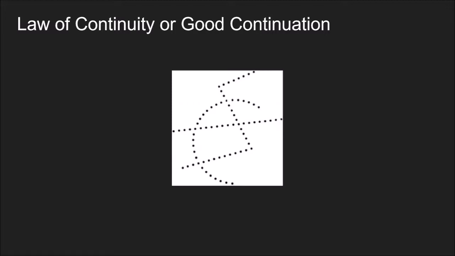Law of continuity or good continuation. It refers to our tendency to perceive figures in continuation rather than as parts. This principle is exhibited more in the perception of lines. The figure in front of you is generally perceived by you as a line instead of separate small dots.